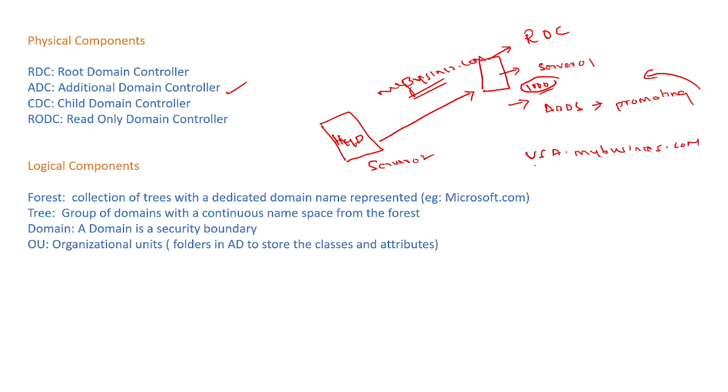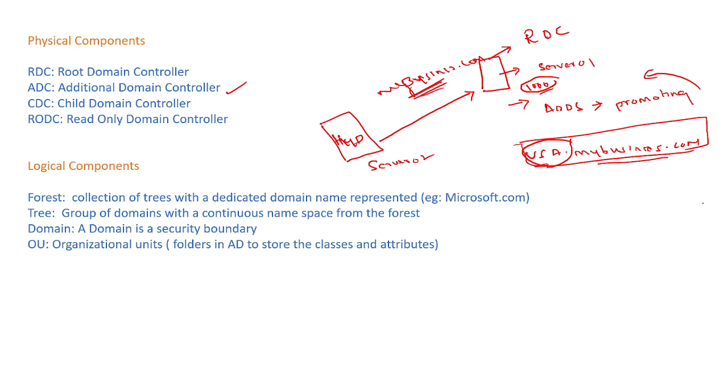Pardon me for my handwriting. So you are going to start a new venture called usa.mybusiness.com in the USA. So you see here, this is your child. It is a new domain. USA is a new domain, and the parent domain is mybusiness.com, because you already have mybusiness.com in India.